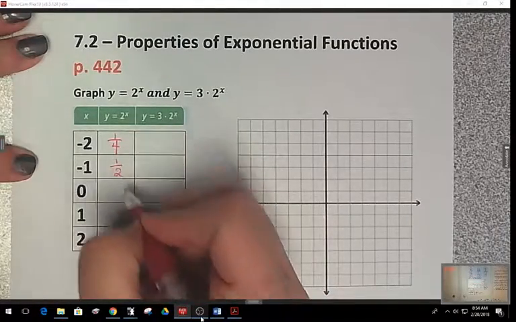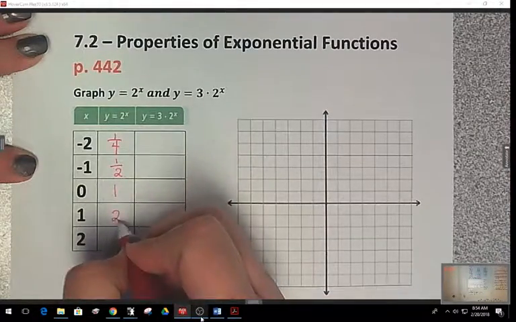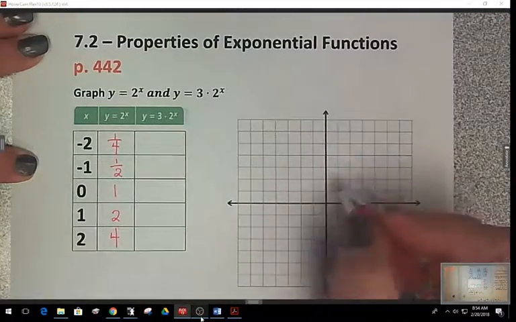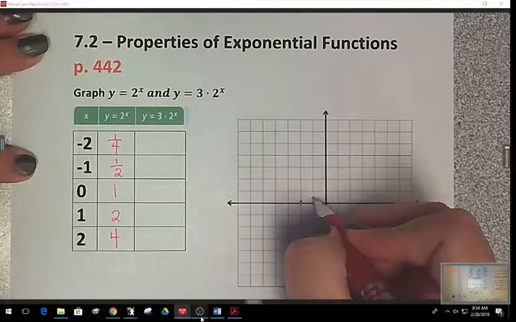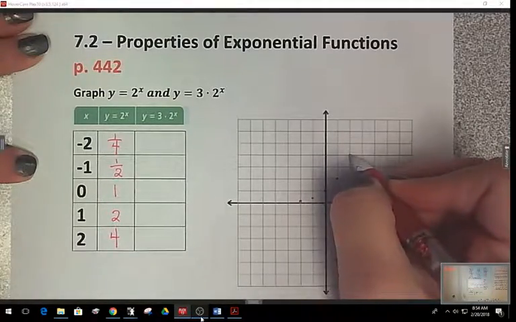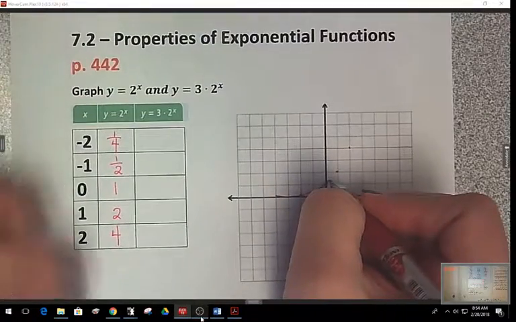If you need to see that again, you can go back to the first set of notes from 7.1, and it's there. I believe it's the very first example. So when I plot those points, (-2, 1/4), (-1, 1/2), (0, 1), (1, 2), and (2, 4), here's what that graph looks like.